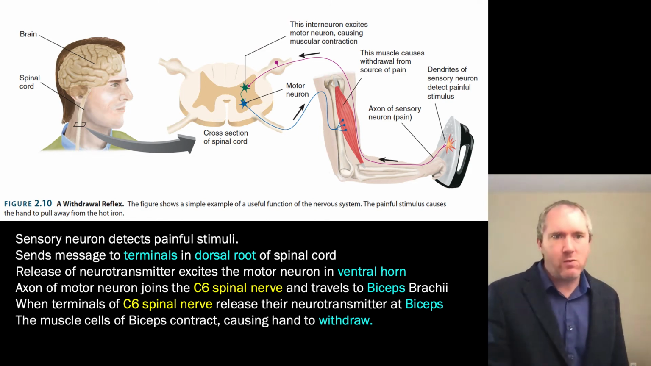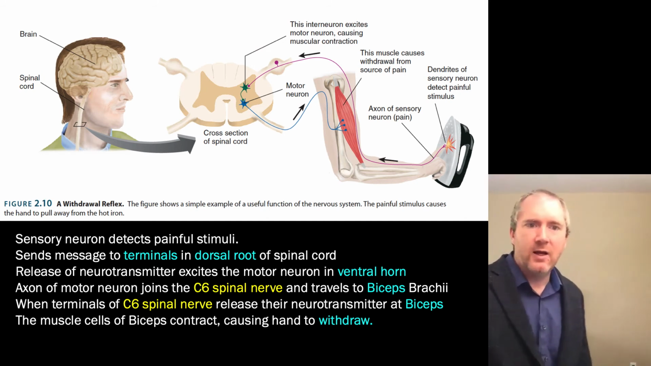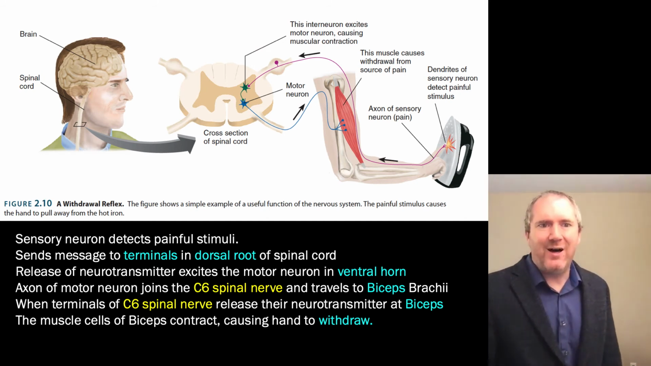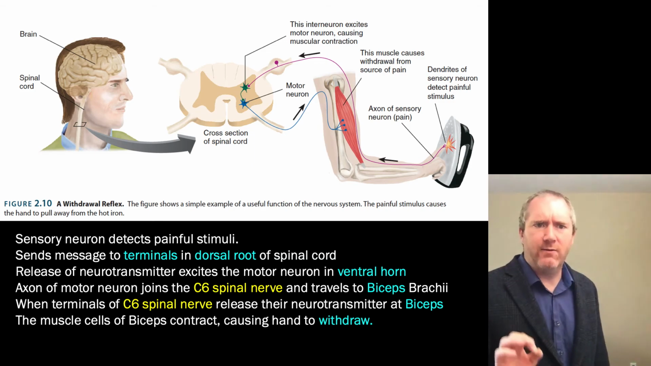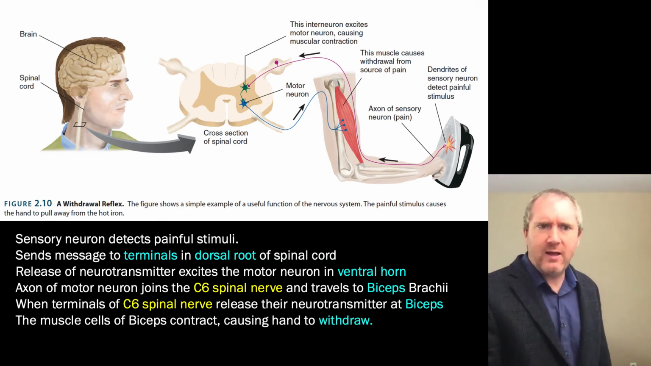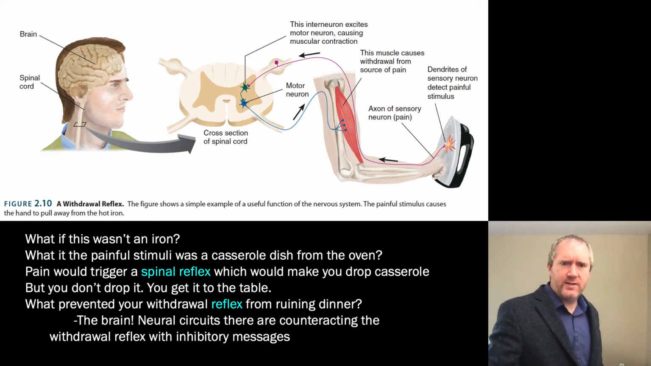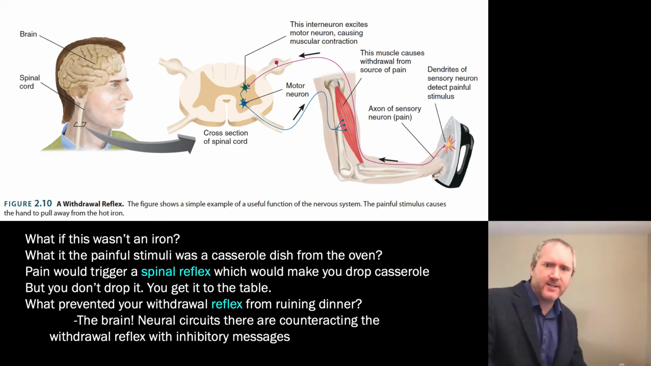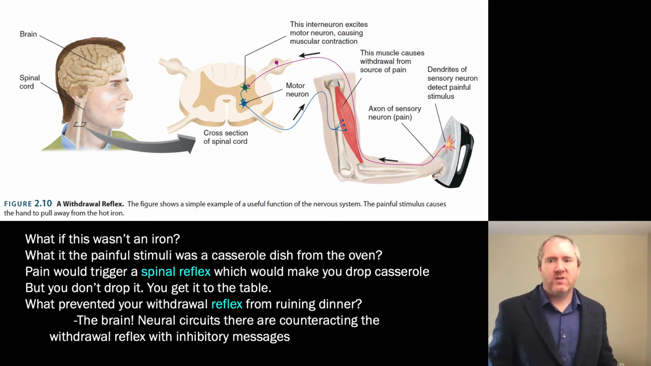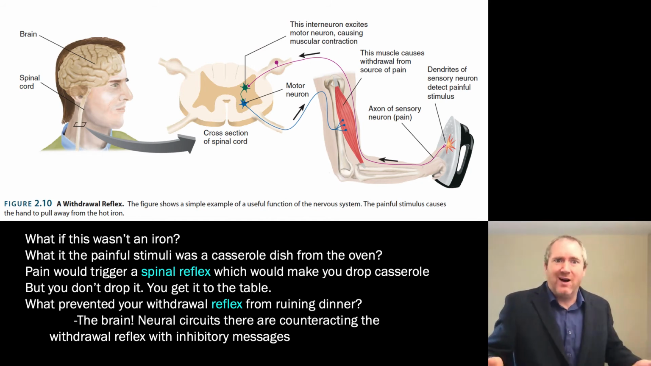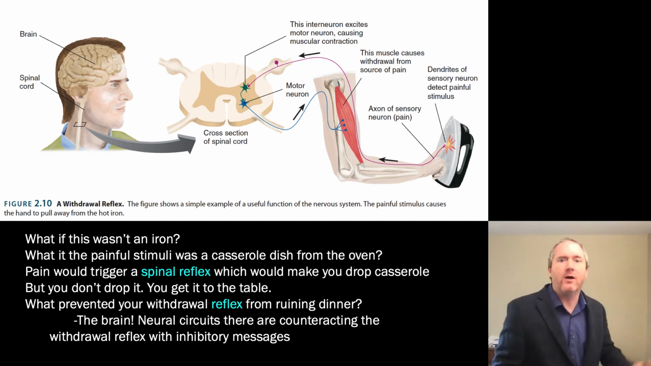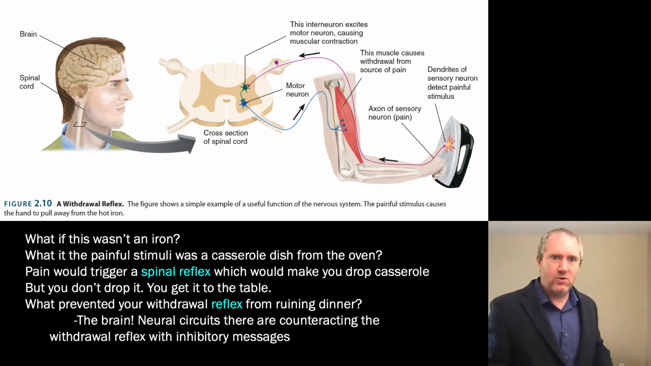All of this would happen within a split second. It's a very rapid spinal reflex that involves electrical and chemical signals. But what if the painful stimulus wasn't an iron that we touched by accident? What if the painful stimulus was a casserole dish from the oven and you worked like 12 hours on this casserole? You started the night before. The last thing you want to do is drop this casserole.